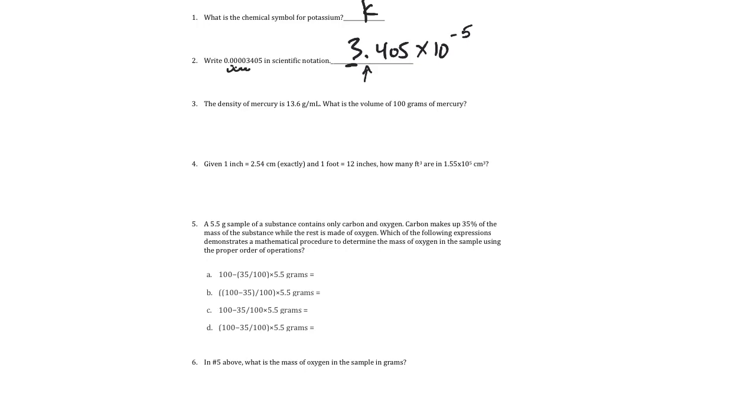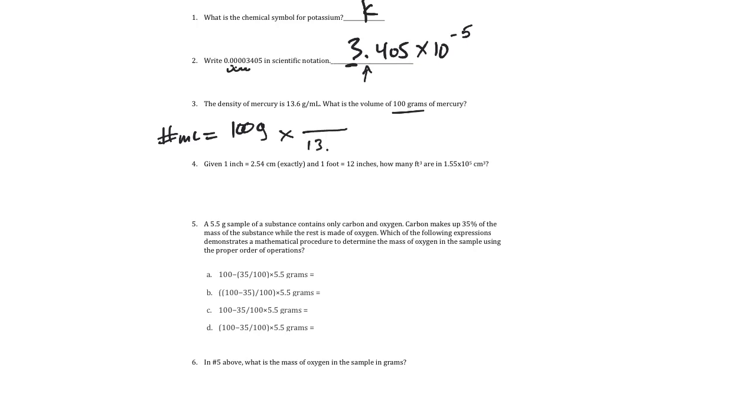The density of mercury is 13.6 grams per milliliter. What is the volume of 100 grams of mercury? Well, we want the milliliters, so we start with what we're looking for. It's a convenient way to begin a dimensional analysis problem. Now we can begin with perhaps 100 grams and then multiply by the inverted density.